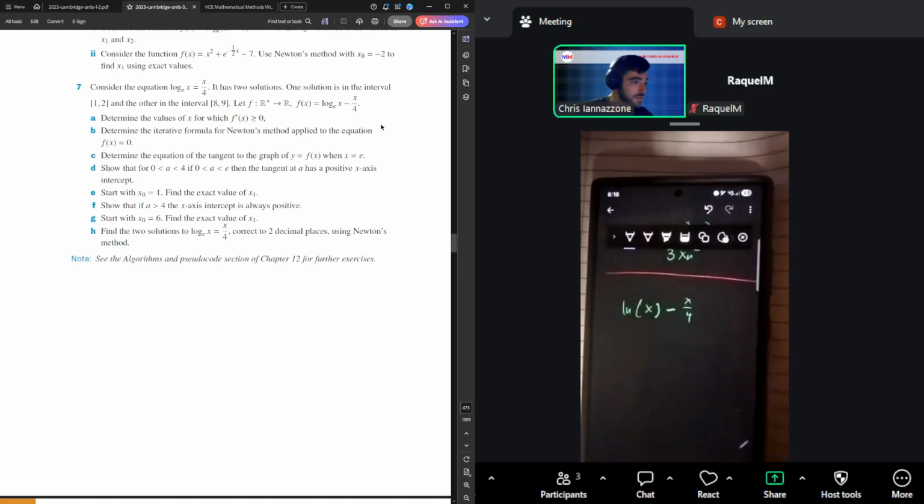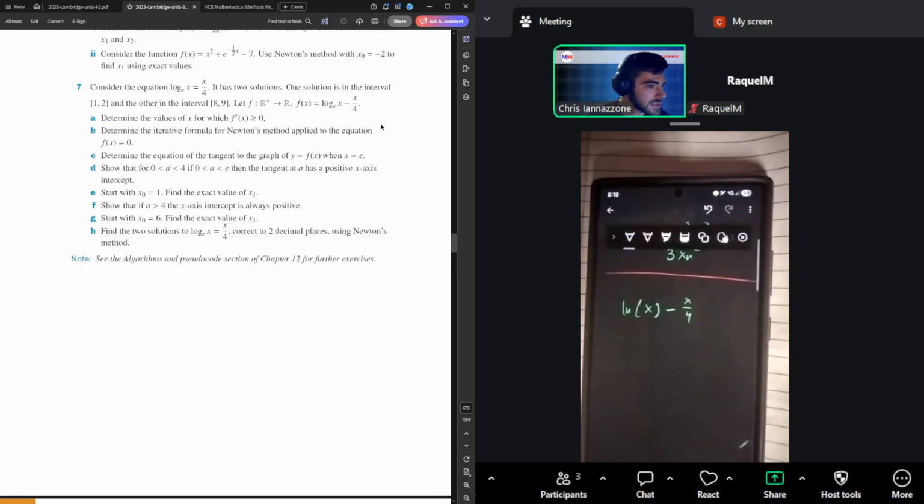Sweet. Part C, determine the equation of the tangent when x equals e. Again, CAS related. This will be a one-liner, more or less.